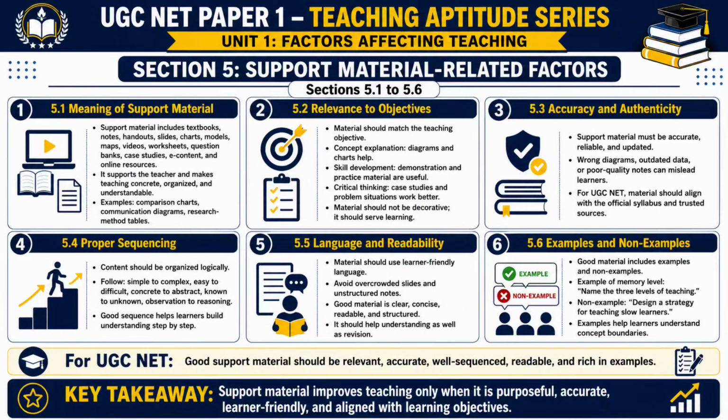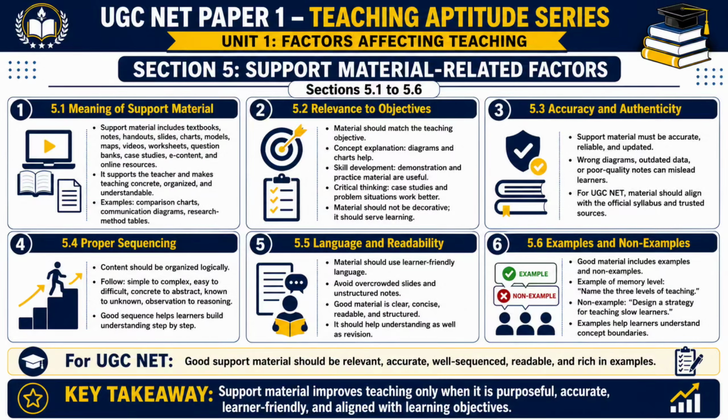5.3. Accuracy and authenticity. Support material must be accurate and updated. Wrong diagrams, outdated data, incorrect definitions, and poor quality notes can mislead learners. For UGC NET, the teacher should use material aligned with the official syllabus and reliable sources.